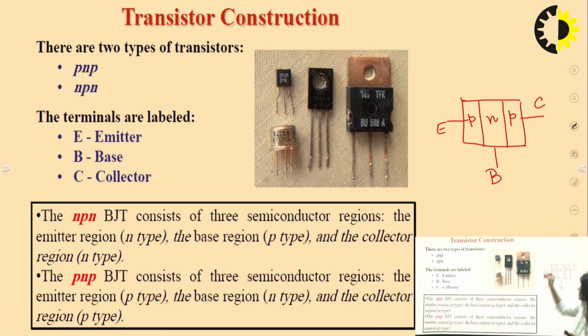So if this is N type, this is P type, and this is N type, the terminals would be the same: emitter, collector, and base. So there are two types of transistor, PNP transistor and NPN transistor, and there would be three terminals: first is emitter, second one is base, and third one would be collector. The NPN transistor BJT consists of three semiconductor regions, that is N type, P type, and N type, and PNP has P type, N type, and then P type. Here a few transistors practically are being shown in the diagram.